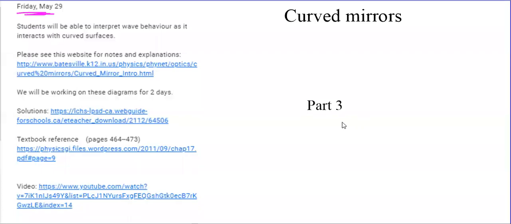Okay, this is going to be the last two cases of curved mirrors for the three-part curved mirrors little video presentation.